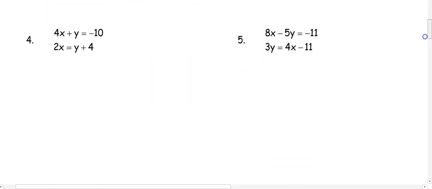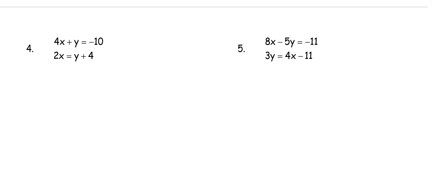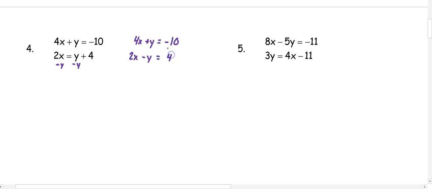Now the next set of problems, notice that the x, y, and equal sign and the number are not lined up. So we need to do some maneuvering first before we can multiply our equations. So in the first one, I need to get y to be on the same side as x in the second equation. So I'm going to subtract y from both sides and rewrite these equations. So 4x plus 9y equals negative 10 stays the same. And I now have 2x minus y equals 4.